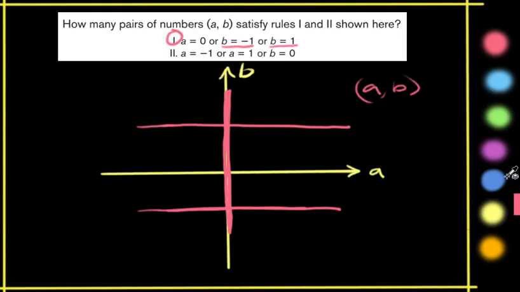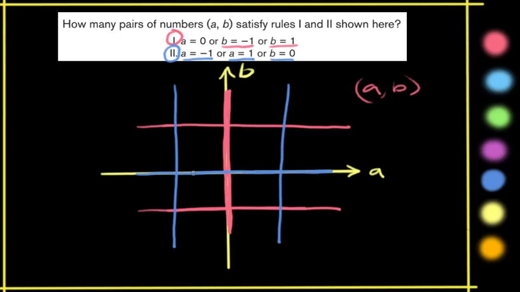Let's grab a different color for rule 2. So this is going to be rule 2. In order to satisfy rule number 2, we have to be on A equals negative 1, which is this line here. Or we have to be on A equals positive 1, which is this line here. Or we have to be on B equals 0, which is this line here.